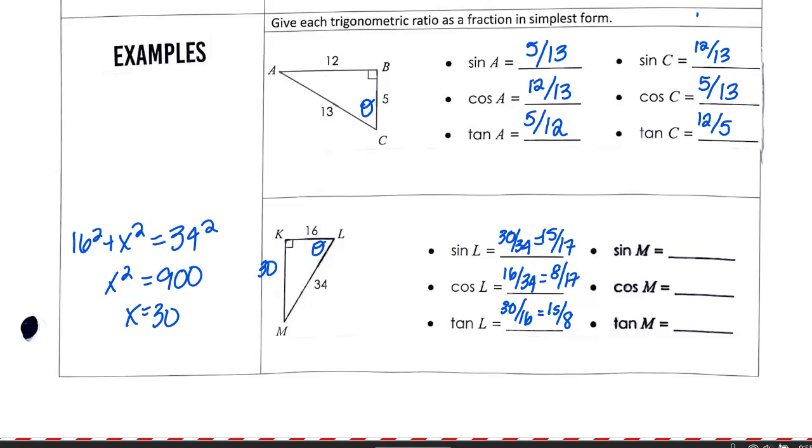All right, so sine of M, now we're looking at this angle. Sine is opposite over hypotenuse. That's going to be 16 over 34. We already know that simplifies down to 8 over 17. Cosine is going to be adjacent over hypotenuse, which is 30 over 34, and we know that simplifies down to 15 over 17. And then tangent of M will be opposite over adjacent, which is 16 over 30, but we know that simplifies down to 8 over 15.